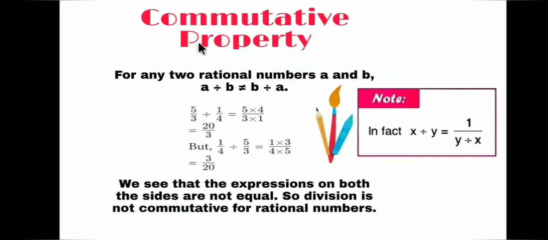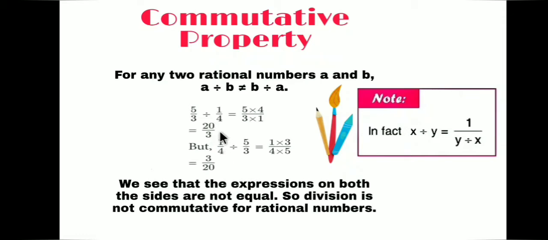Next is the commutative property. For any two rational numbers a and b, a divided by b is not equal to b divided by a. Suppose there are two rational numbers 5 upon 3 and 1 upon 4. If we do a divided by b, 5 upon 3 divided by 1 upon 4, we get the answer as 5 upon 3 into 4 upon 1, which is equal to 20 upon 3.